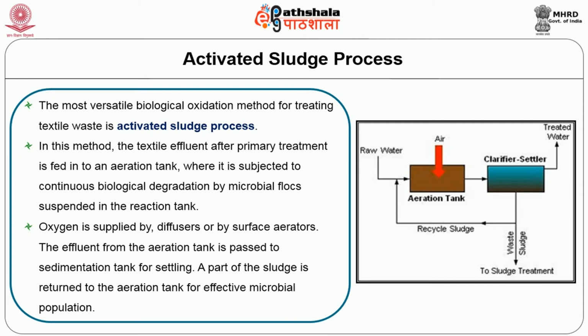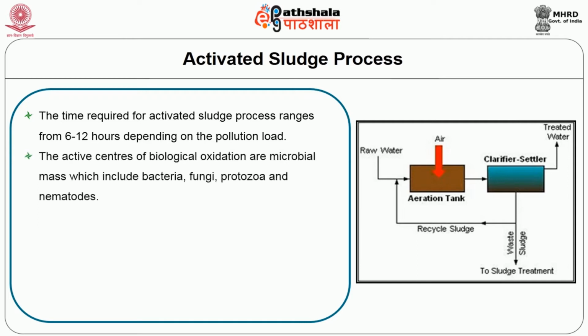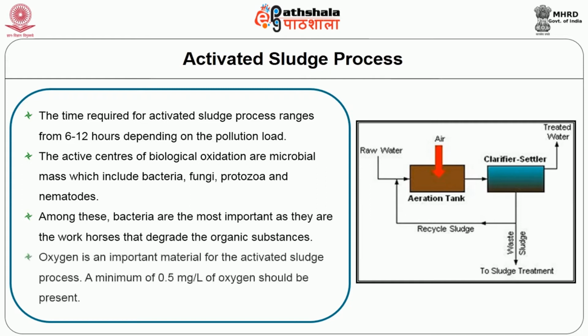A part of the sludge is returned to the aeration tank for effective microbial population. The time required for activated sludge process ranges from 6 to 12 hours depending on the pollution load. The active centers of biological oxidation are microbial mass, which include bacteria, fungi, protozoa and nematodes. Among these, bacteria are the most important as they are the workhorses that degrade the organic substances.